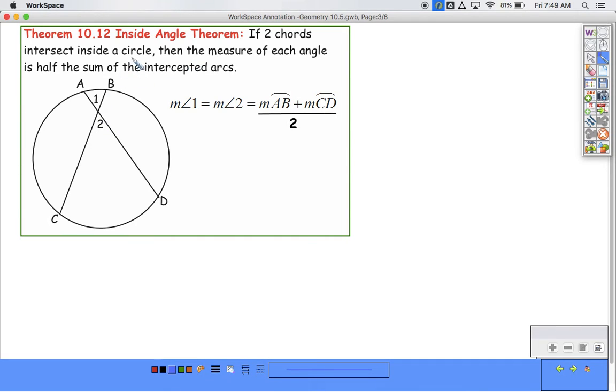It says if two chords intersect inside a circle, then the measure of each angle, so here we're talking again 1 and 2, is half the sum of the intercepted arcs. And we know angle 1 and 2 are going to be congruent because, well, they're vertical angles. So to find the measure of one of those angles, you take your arc AB and arc CD, the two arcs that correspond with those angles. You're going to add them and divide by 2. So you're kind of averaging out these two arcs.